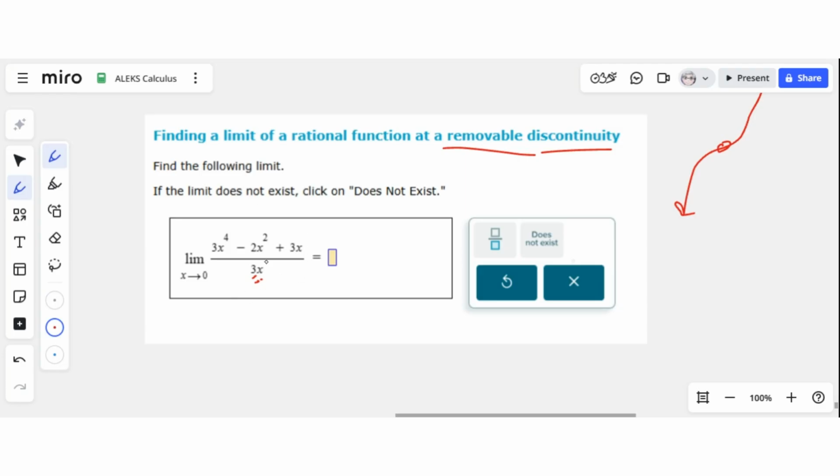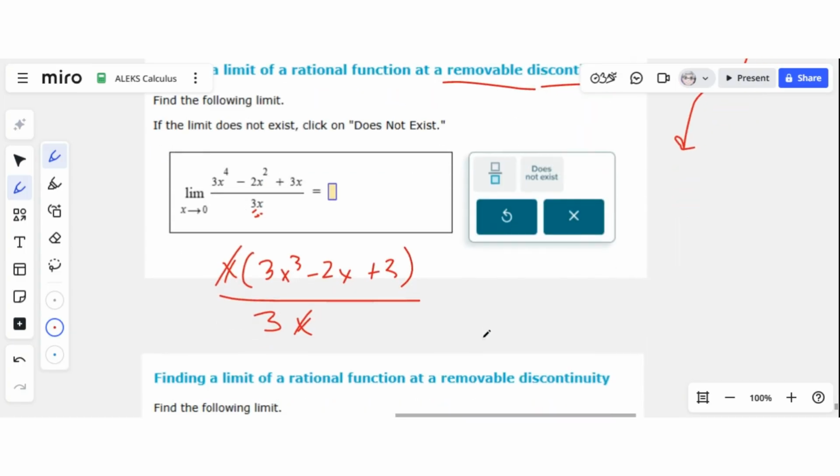So what we want to do here, we know that the function is not defined at 0, but we want to be able to change something about this function algebraically so that we could put 0 in and calculate a value. In this case, what I notice is that I can factor on the top, I can factor out an x. So if I rewrite this as 3x cubed minus 2x plus 3, and now all over 3x, then I could actually cancel those x's. Now I do not have x on the bottom, and I could evaluate this at 0.